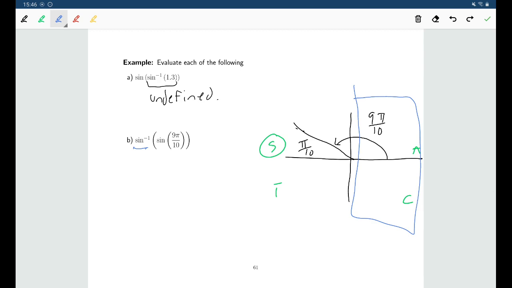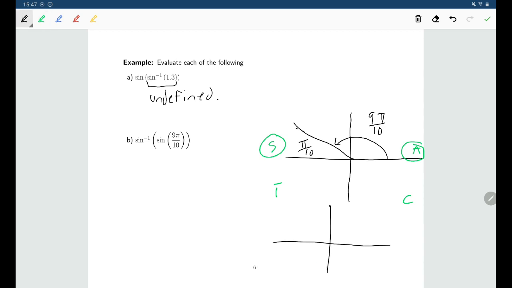So that's letting me know that the angle I'm going to have as my output should be in a quadrant where sine is positive, and that would have to be quadrant 1, where everybody is positive. The other thing we know is that when you have two angles that have the same reference angle, in this case 9 pi over 10 and pi over 10, they both have the same reference angle of pi over 10. And since sine is positive in quadrants 1 and 2, you know that sine of pi over 10 is equal to sine of 9 pi over 10.